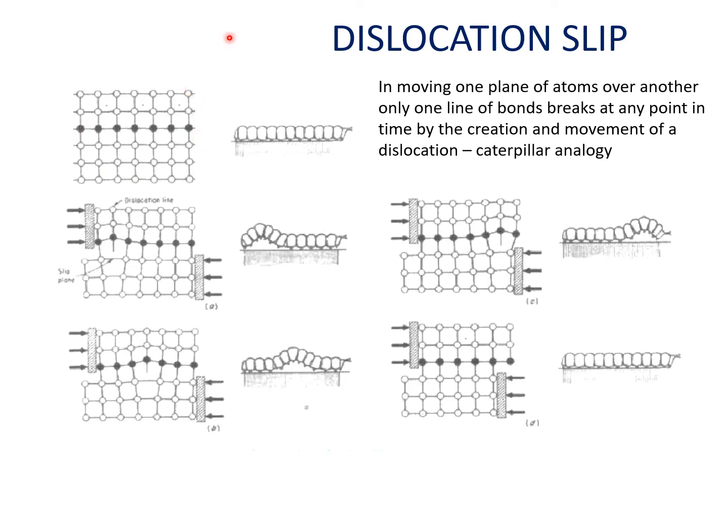So imagine we have this lattice. We're looking in projection at a square, cubic array of atoms. In principle, we could take this half of the crystal and shift it relative to this half of the crystal. But if we did all that in one action, that would take a lot of energy, because you have to break all of the bonds here at the same time.